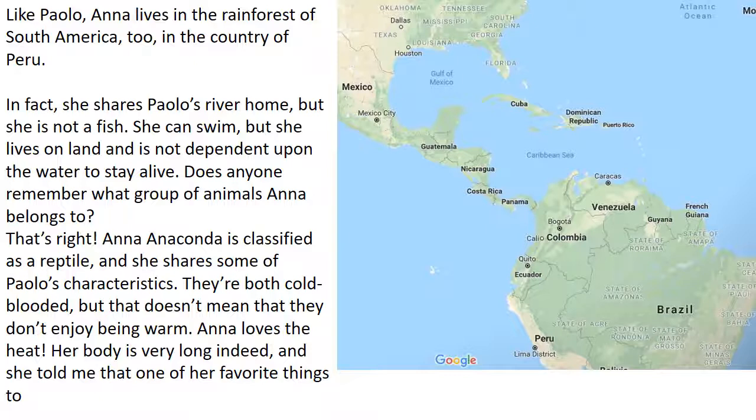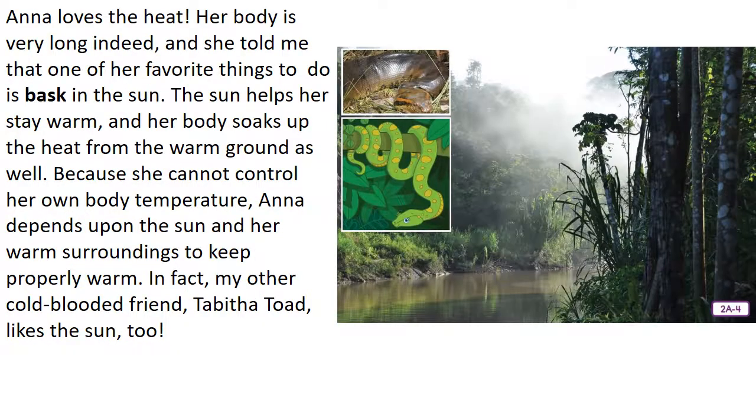That's right. Anna Anaconda is classified as a reptile, and she shares some of Paulo's characteristics. They're both cold-blooded, but that doesn't mean that they don't enjoy being warm. Anna loves the heat. Her body is very long indeed, and she told me that one of her favorite things to do is bask out on a rock.